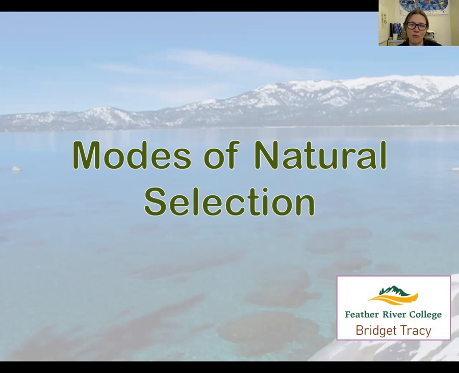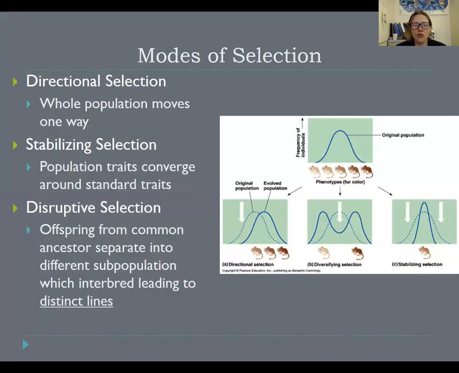But now we're going to get more into the nitty gritty of how it actually works to change traits of species and lead to speciation. So generally, a lot of times we think of these different modes of natural selection, and sometimes we talk about directional selection, stabilizing selection, and disruptive selection.